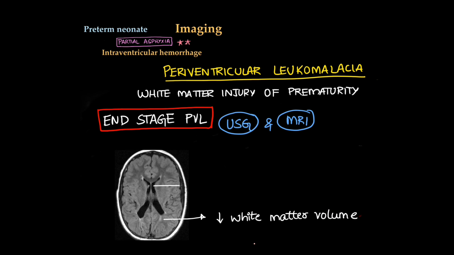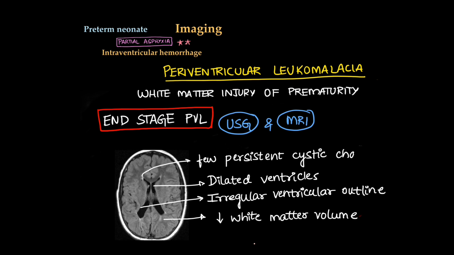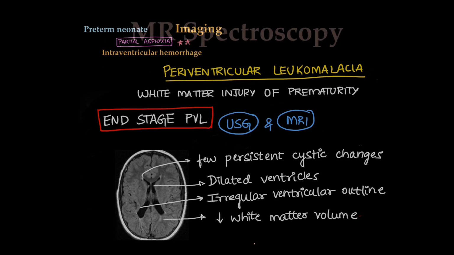First one is reduced white matter volume which can appear hyperintense. There are dilated ventricles. This is permanent dilatation. There will be irregular outline of the ventricles. There can be a few persistent cysts in periventricular areas. There can be atrophy of the brain matter also.